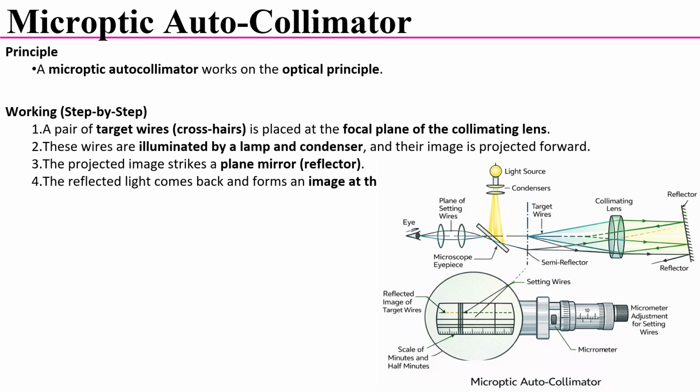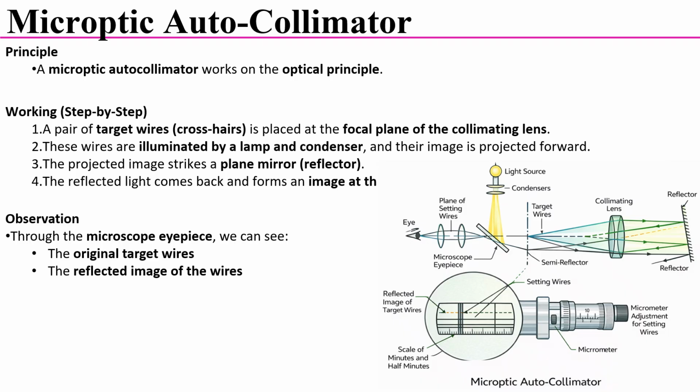These wires are illuminated by a lamp and condenser, and their image is projected forward. This projected image strikes a plane mirror, which we call the reflector. Then the reflected light comes back and forms an image. So, observation: through the microscope eyepiece, we can see the original target, and moreover we can observe the reflected image of the wires.